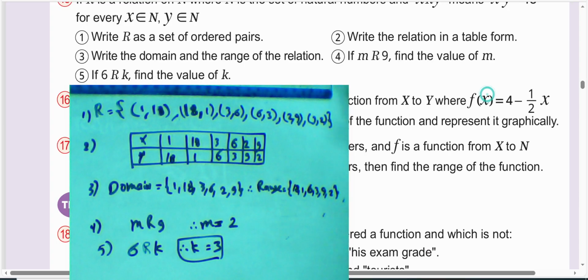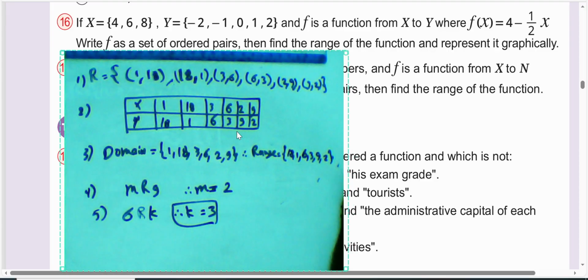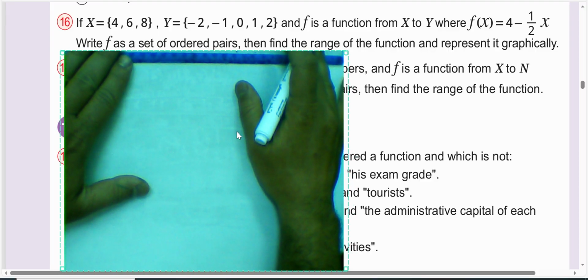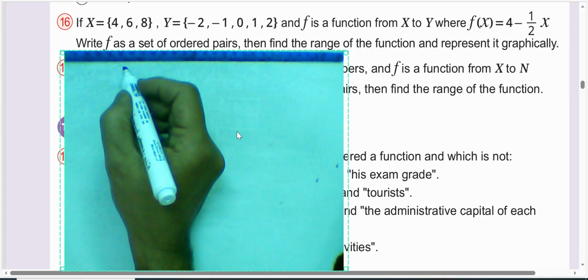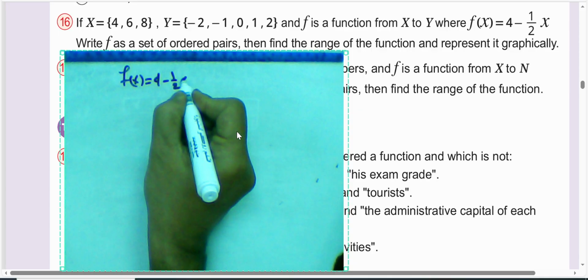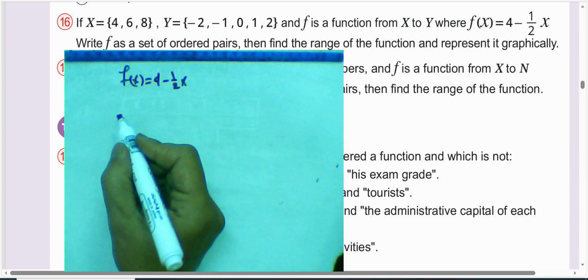Okay, next question. We have a function here, number 16. We have x and y. We want to find the function represented by this function. f of x equals 4 minus half of x. We can find f of 4.